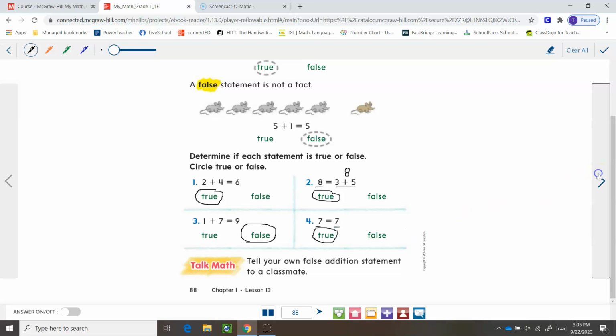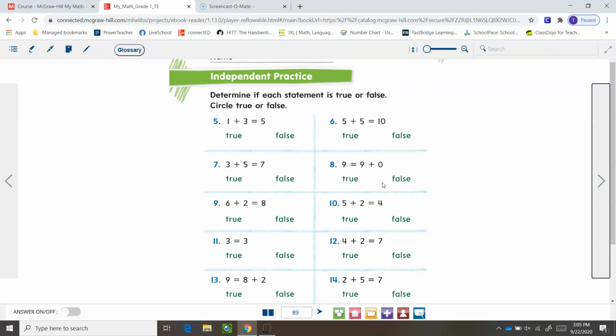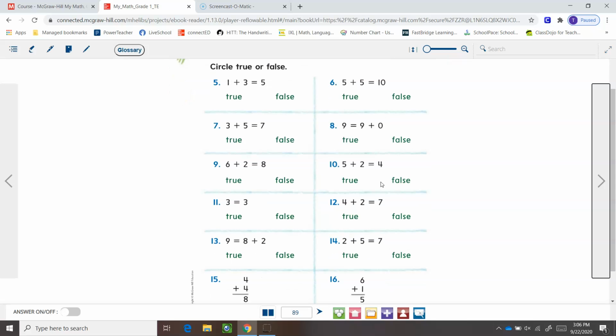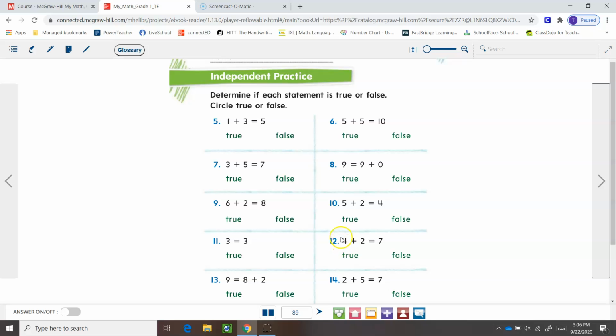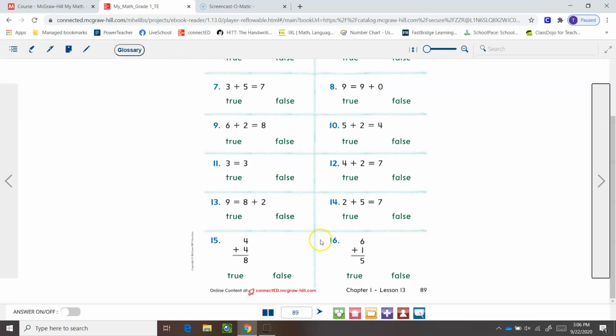So your job for today is to finish our independent practice page. So if you do not have your math book already, make sure you make arrangements and you can come get your math book from the school. If you do have it, then just go ahead and find this page. It is page number 89. You can go ahead and answer it in there and take a picture and send it to your teacher so we can check it. But on page 89, if you don't have the book, you can pause the screen anytime to see numbers 5 through 14, and then again to see 15 and 16.